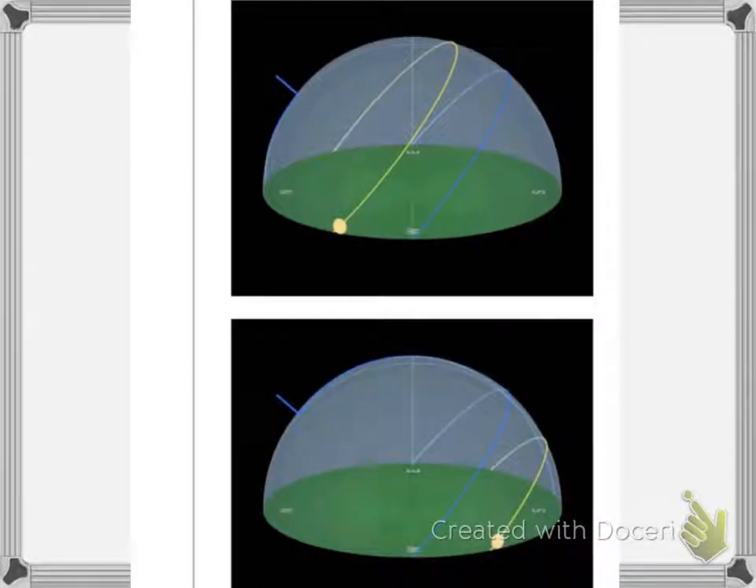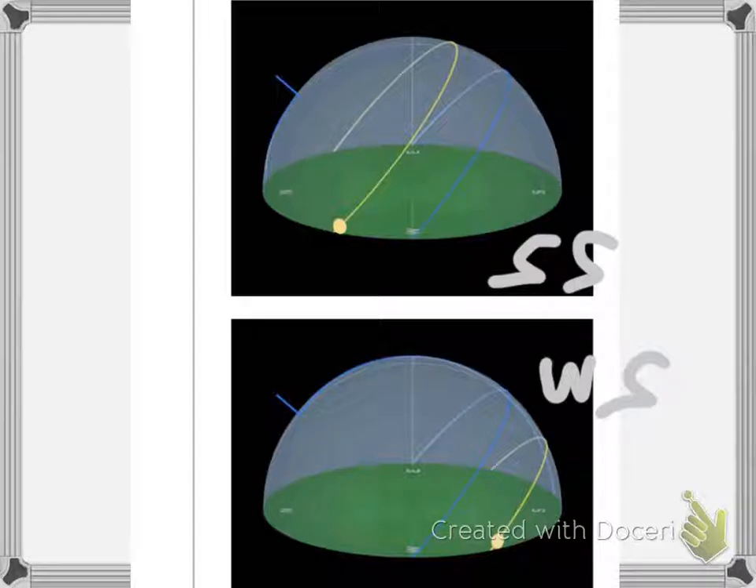Module 2, the skills test, is Path of the Sun, and this is just a still image of an animation that you're probably seeing on your screen. What we have here is the summer solstice up top, and the winter solstice down below. Notice that the blue line here is your celestial equator. The yellow line is the path of the sun on that particular day.